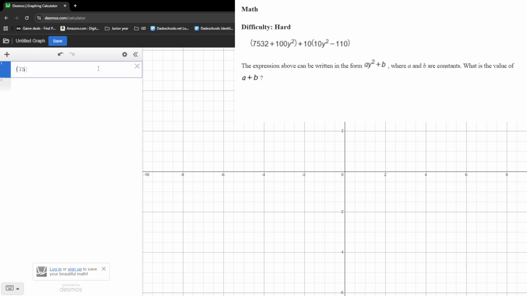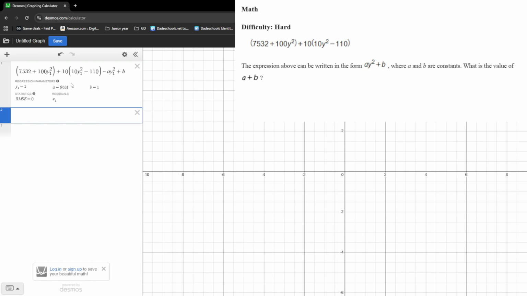We're going to write 7532, write it just as they give it to you, with the exception of, since y is a variable, we're going to be putting y1 on the bottom, squared plus 10 times 10y1 squared minus 110 is approximately equal to, it is equal to, but again, we have to put that to make sure the regression comes out properly, ay1 squared plus b.